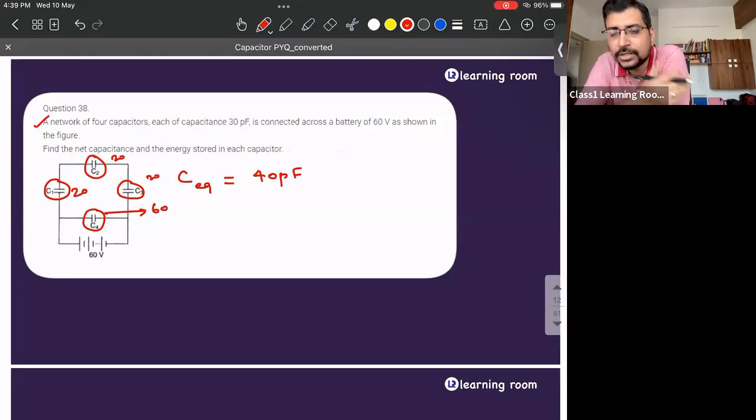So now you know the potential across each and you know the capacitance of each. Just calculate the value and tell me. So basically, if you calculate for C1, the energy is going to be the same for C2 and C3 also. Similarly, calculate for C4 separately and tell me those values. Did you all understand what I told you?